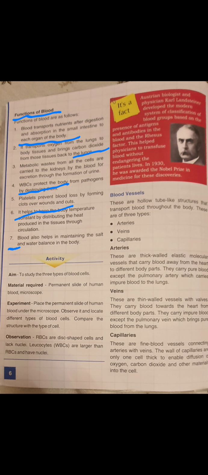The next thing is the blood vessels. Now, what are these blood vessels? They tell us where you find the blood in your body. There are hollow, tube-like structures in your body where we find the blood, and they are of three types: arteries, veins, and capillaries.